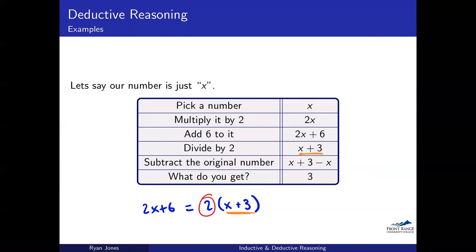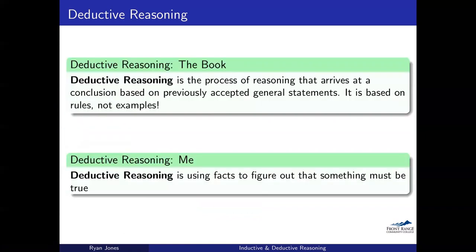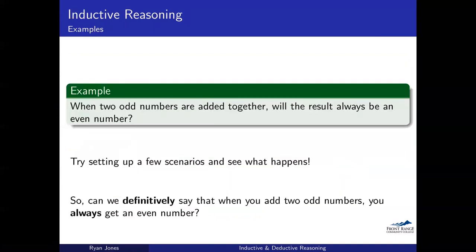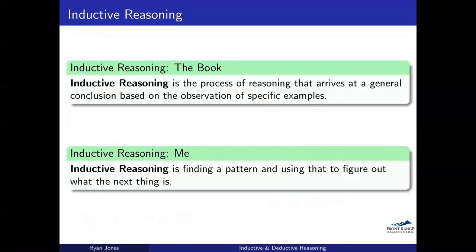Just in recap, let me swing back up to these definitions. So deductive reasoning, we're using rules, we're using facts, we're keeping things general, we're not using a pattern. And on inductive reasoning, we're going to use patterns to figure out maybe what the next thing is in the sequence, or we're going to use patterns to say, yeah, I think this is true, and it might be, but you don't know for sure until you do deductive reasoning.